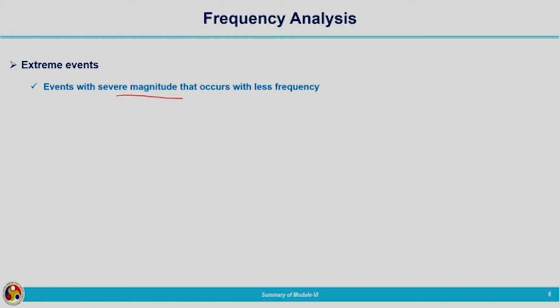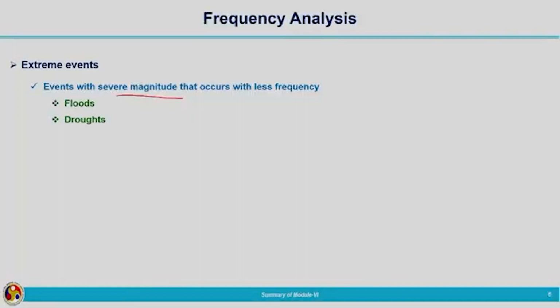These events, which are termed extreme events, will not occur very frequently. The frequency of occurrence will be very low in the case of extreme events. Extreme events are mainly droughts and floods, but we carried out the analysis by making use of streamflow data related to flooding. And the frequency term is nothing but the number of occurrences of a particular event.